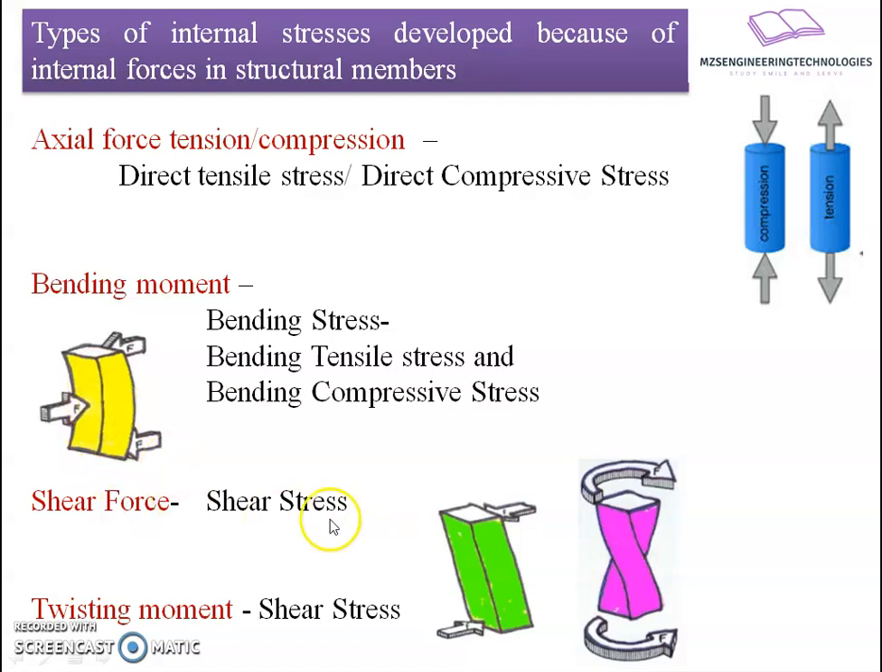Next, the material may be subjected to a shear force, thereby developing shear stresses. These shear stresses may act along the cross section, perpendicular to the cross section, or parallel to the cross section. We call it a shearing stress, as opposed to normal stresses, along the member. Then there is twisting moment. This twisting moment will also develop a shearing stress and balance forces along the section. It depends upon the modulus of rigidity of that particular section.